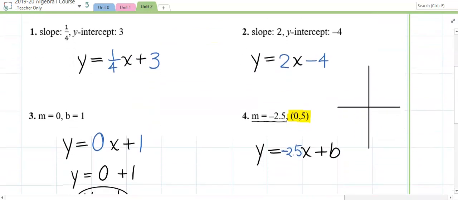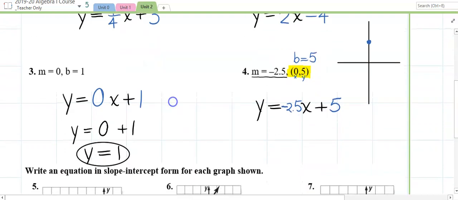Where would we plot the point 0, 5? That's the point, right and left 0, up 5. That is a y-intercept. In other words, b equals 5. X is 0, y is 5. So that is the y-intercept. They actually gave it to us. They just wrapped it up in a little package of this ordered pair, so it was harder to distinguish what that y-intercept was, but it's just 5. So our final answer, y is negative 2.5x plus 5.